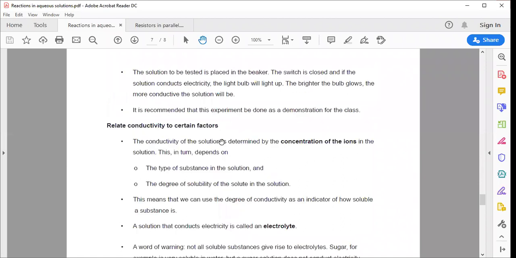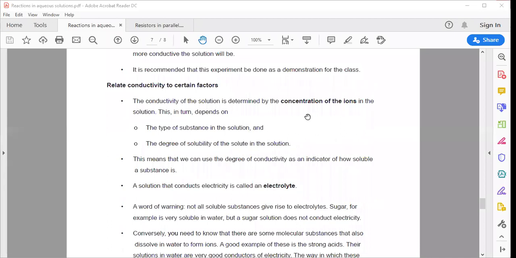Then the solution to be tested is placed in the beaker. The switch is closed, and if the solution conducts electricity, the light bulb will light up. The brighter the bulb glows, the more conductive the solution is. So if it's dim, it could be that there are fewer ions flowing, and hence the brightness is also affected. It is recommended that this experiment be done as a demonstration, but we won't be able to do that since we are doing it online. But maybe when we come back, then we'll try and do that.